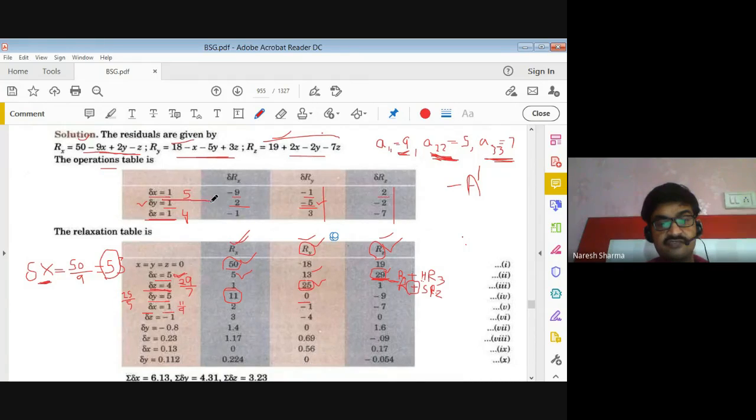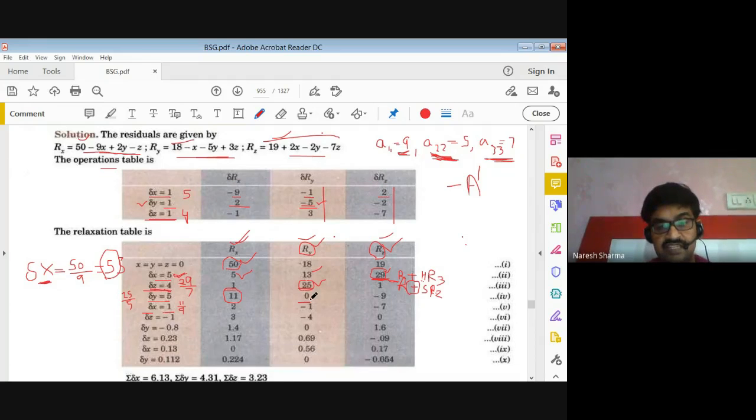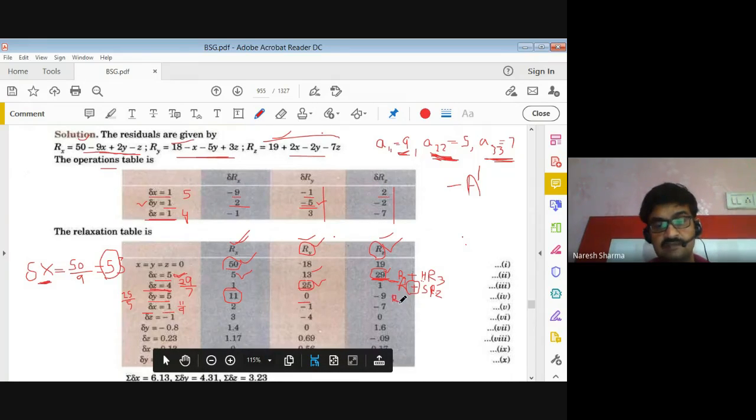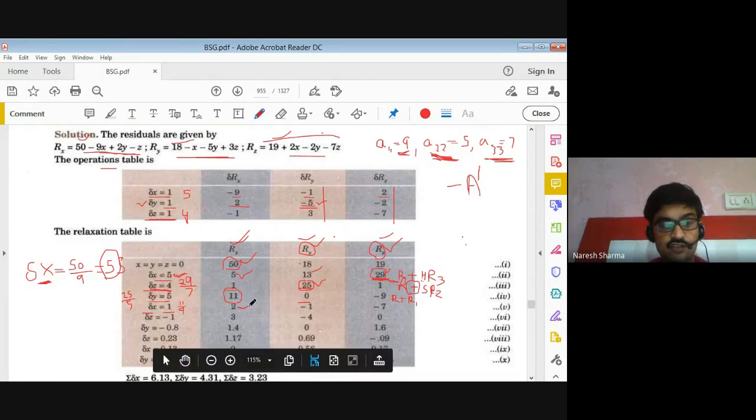That means your del x is, we need to keep it as it is. So it is plus 11, and here is minus 9. When you directly add this, it decreases, so we just use the addition. We write here the row operation R plus R1 only. Once you do this, minus 9 plus 11 is 2, minus 1 plus 0 is minus 1, 2 plus minus 9 is minus 7. So now this minus 7 is the largest value in magnitude.